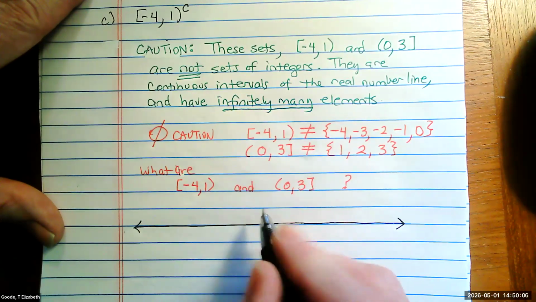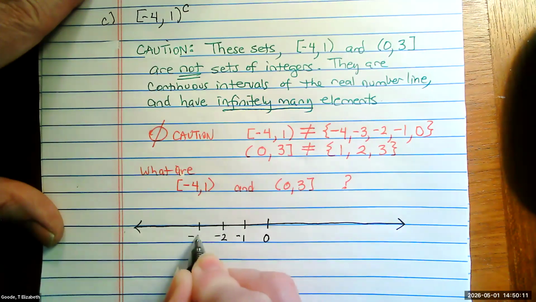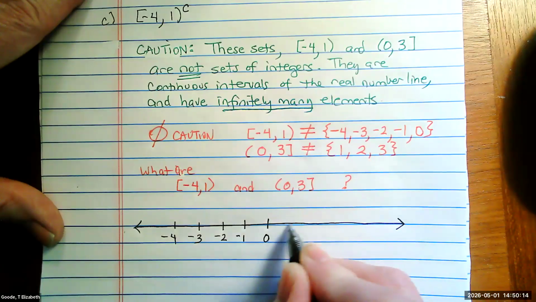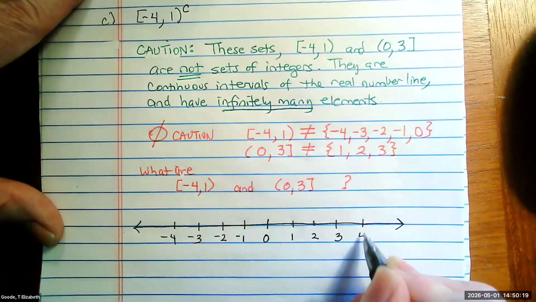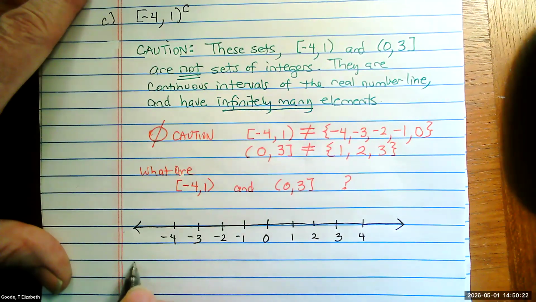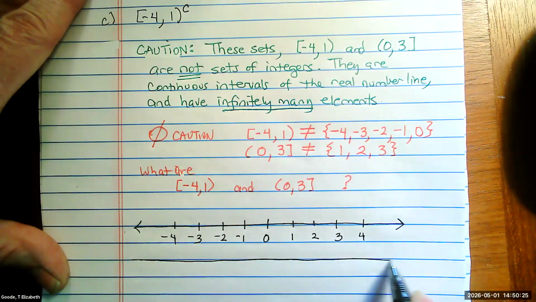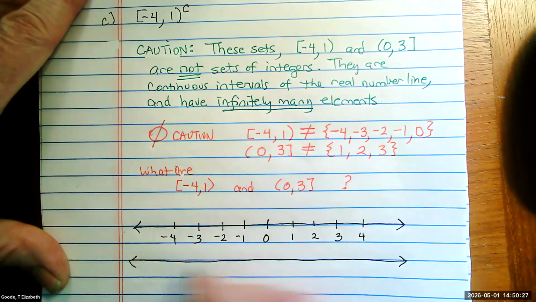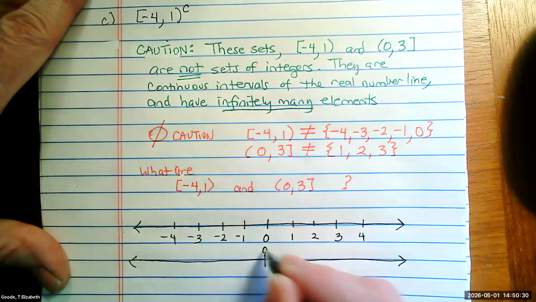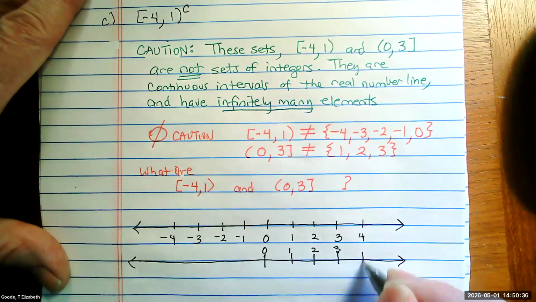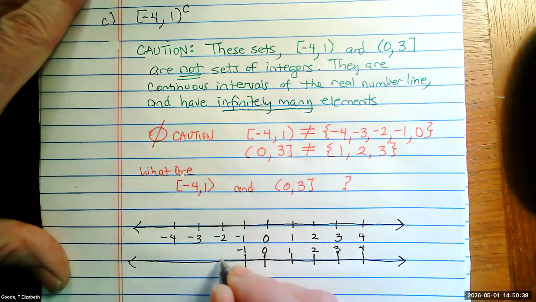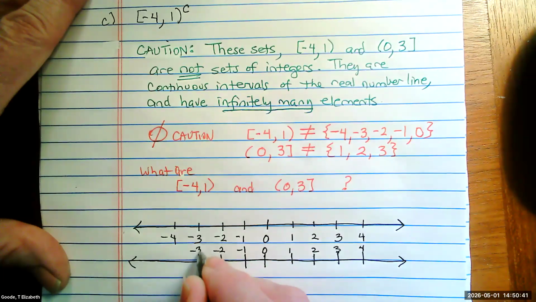if this is 0, okay? And here's -1, -2, -3, -4, 1, 2, 3, 4, okay? So we'll draw them both, and just try to line it up so that they're lined up. Okay.